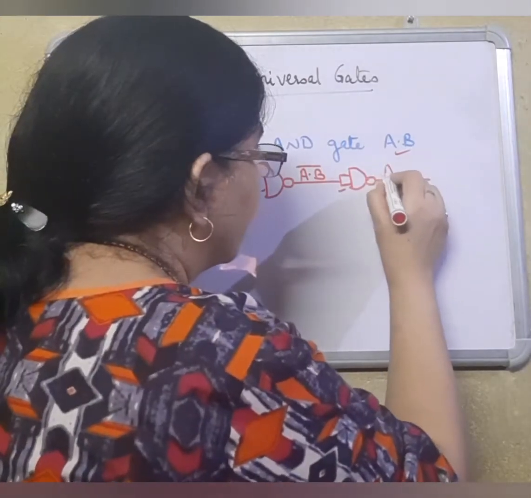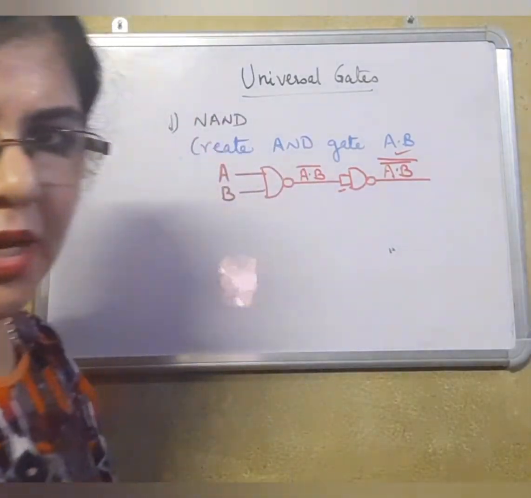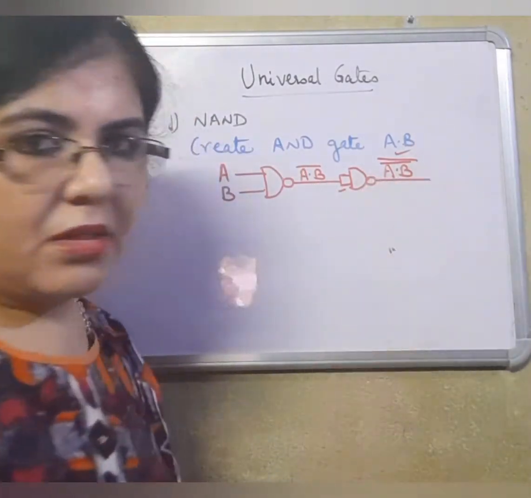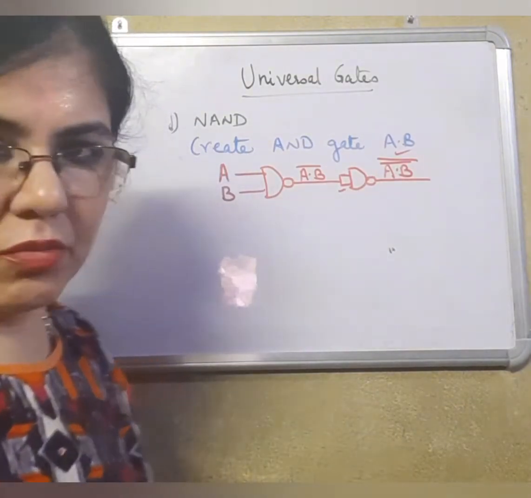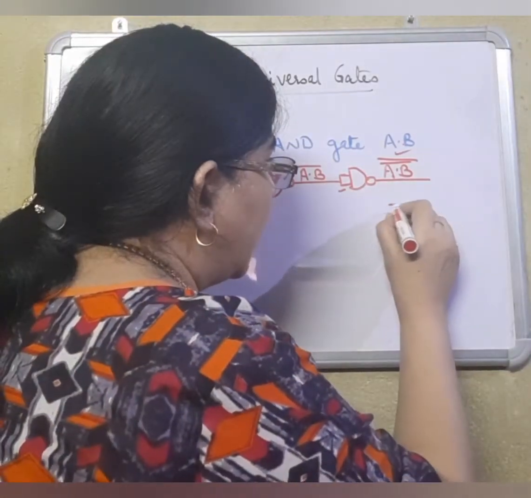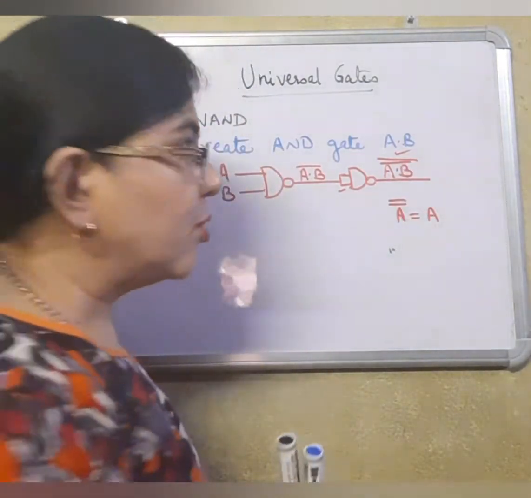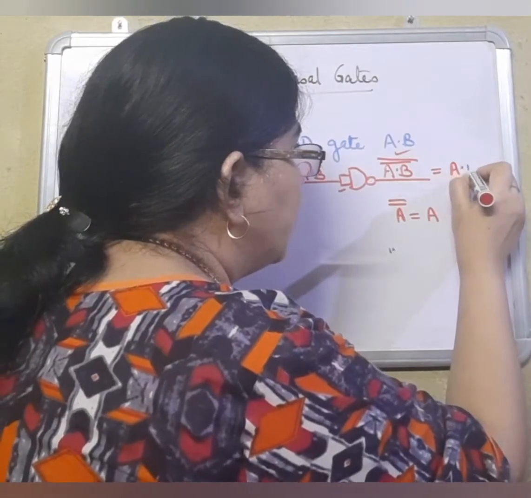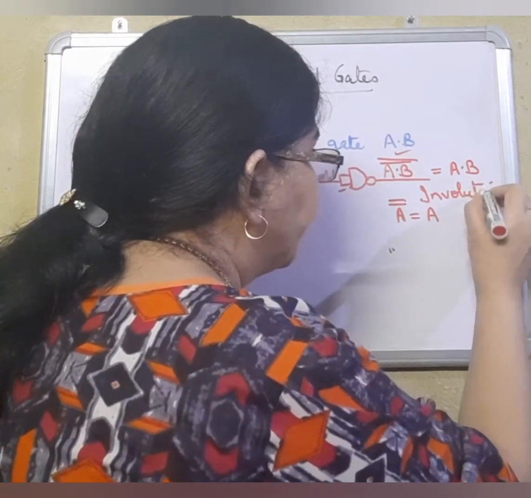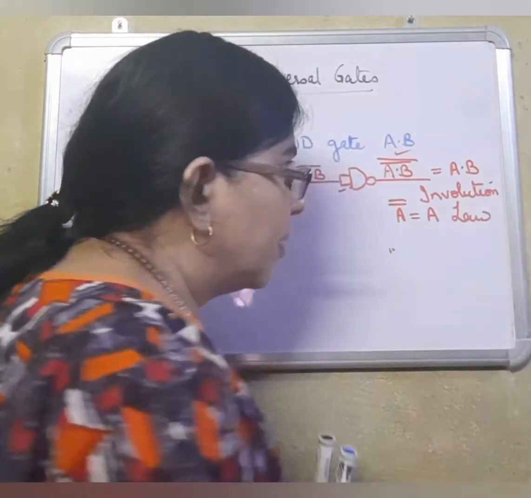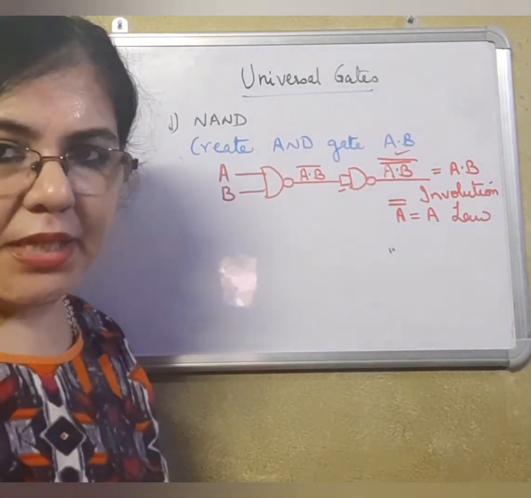So A dot B double bar. Why? Because already it carries a bar, and now the inverter of this also puts a bar. And if you are well aware of the Boolean laws, the involution law: what is involution law? A double bar is equal to A. So A dot B double bar also turns out to be A dot B. This is by which law? Involution. So using NAND gate, we were successfully able to create an AND gate.